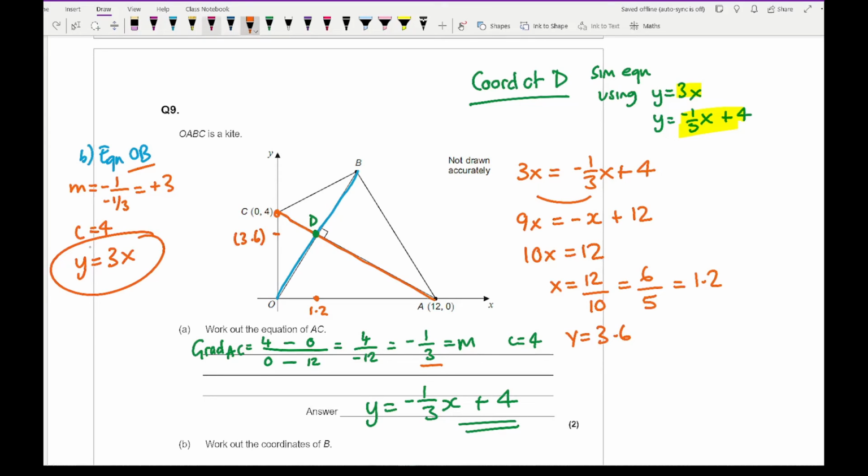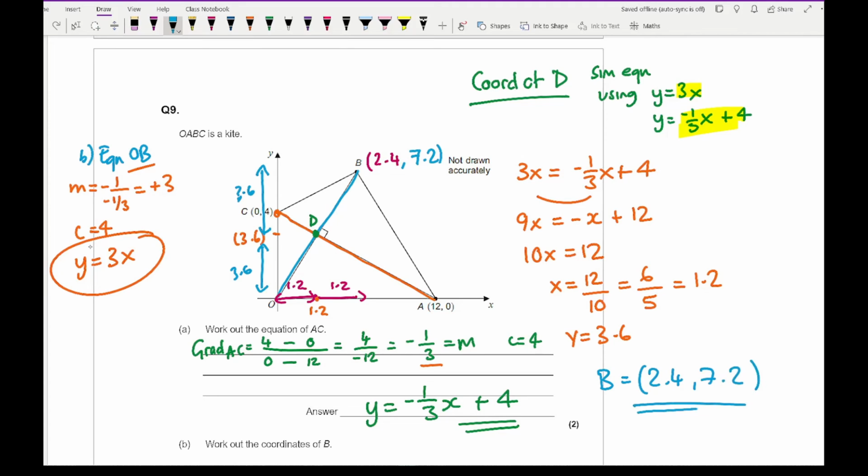Now, as that is a kite, it basically means that if this distance here is 1.2, then this distance here is going to be 1.2. So B is going to have an x ordinate of 2.4. And if this distance here is 3.6, then this distance here is also going to be 3.6, meaning that the y ordinate is going to be 7.2. So the coordinate of B is going to be 2.4 and 7.2. And if you wanted to write that as a fraction, you can do, but ultimately it should be those two values.